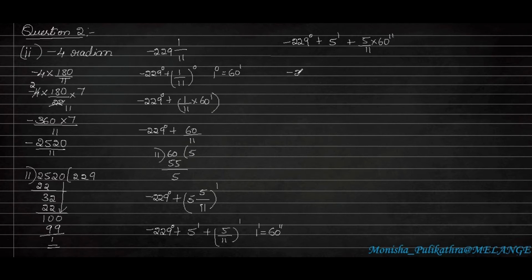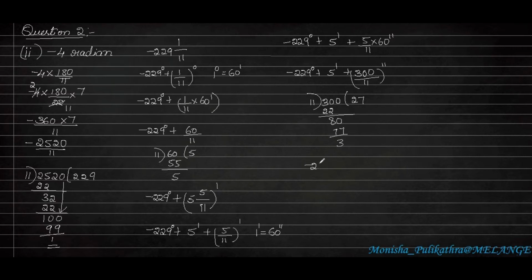So here minus 229 degree plus 5 minutes. So 5 6s are 30. So 5 into 60 is 300 by 11 seconds. So now we need to divide 300 by 11. So 11 2s are 22. Here 8 remaining. 11 7s are 77. 3 remaining. We can't divide further. So we can stop here.